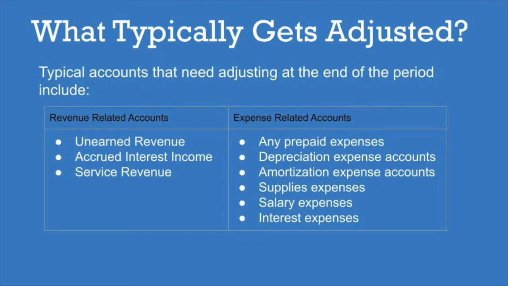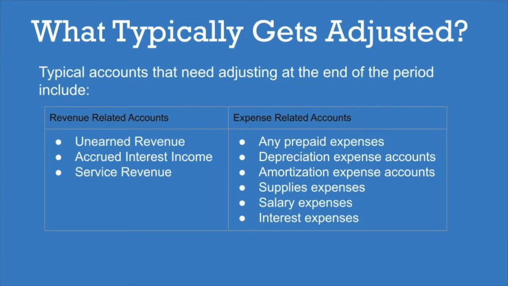Depreciation expense amounts. We recognize that assets need to be used up as their life expires, and we need to account for that by expensing them. Amortization is the same thing. Amortization and depreciation are very similar. Depreciation is usually hard, tangible assets, stuff you can see. Amortization is more for intangible assets, stuff you can't see, such as trademarks and these sorts of things.